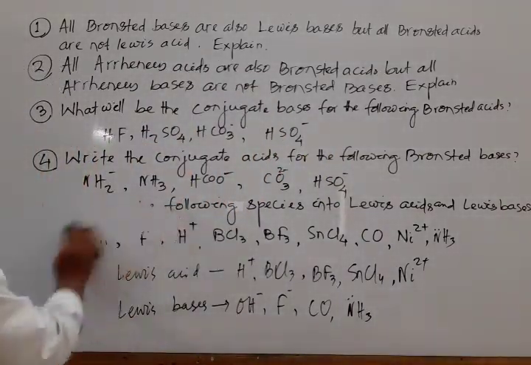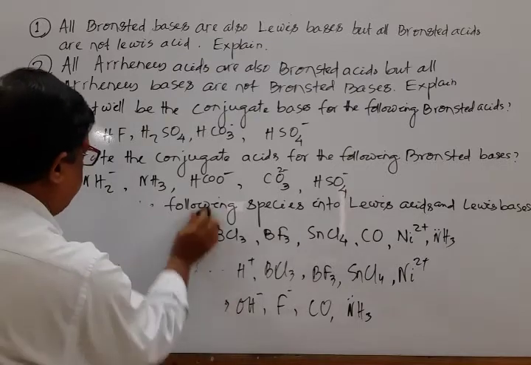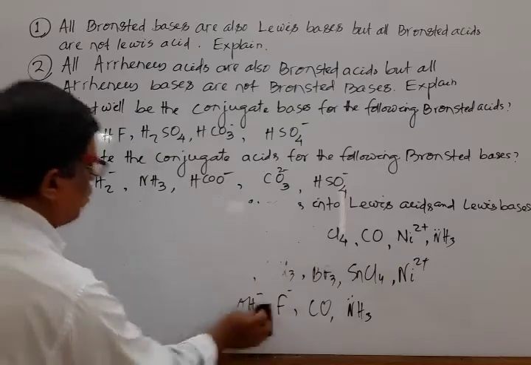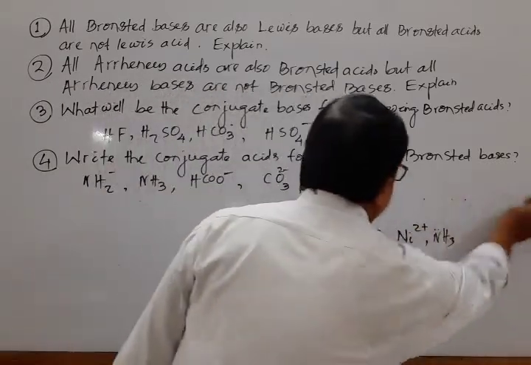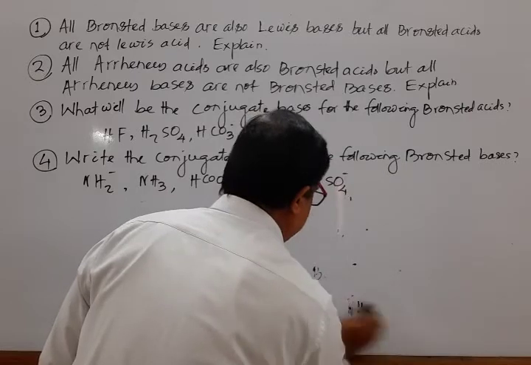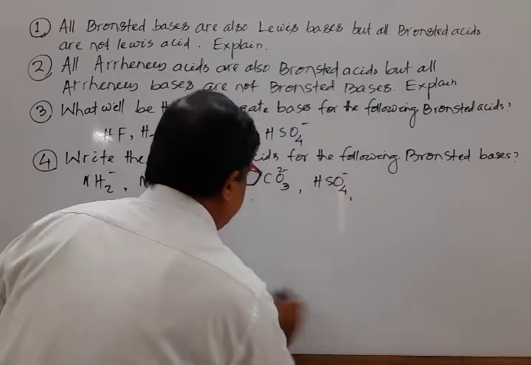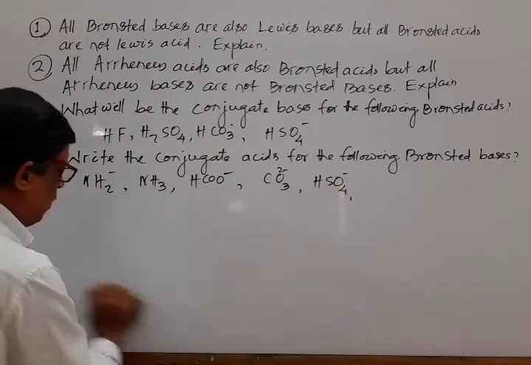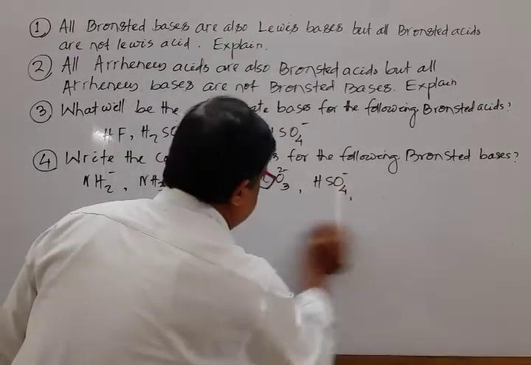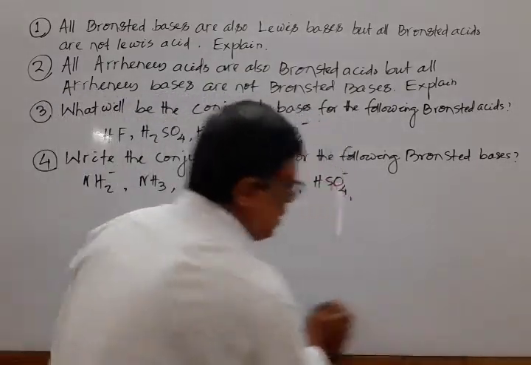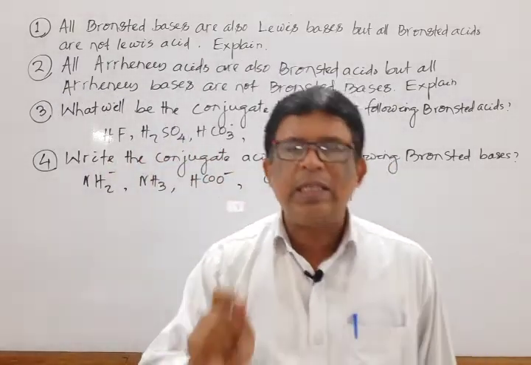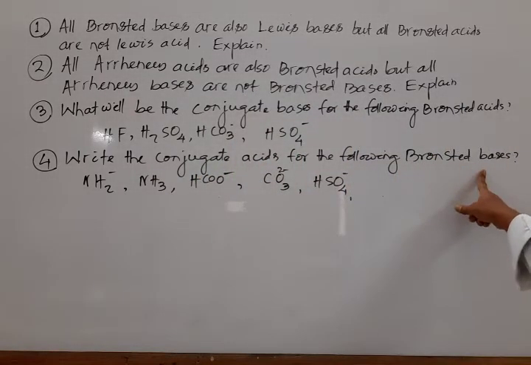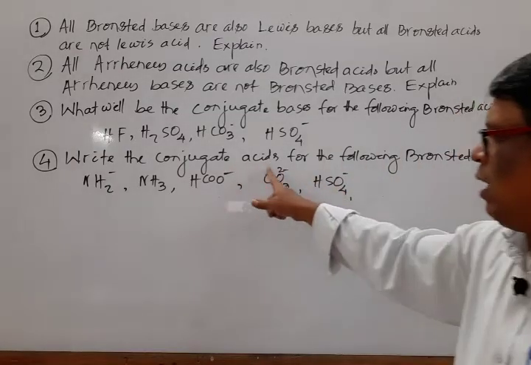Mark that. What is the next question? Mark that. Write down the conjugate acid of the following Bronsted bases. The well-known concept. That means if an acid is given, how we calculate its conjugate base, and if a base is given, how we calculate the conjugate acid. Here a base is given, we have to calculate the conjugate acid.